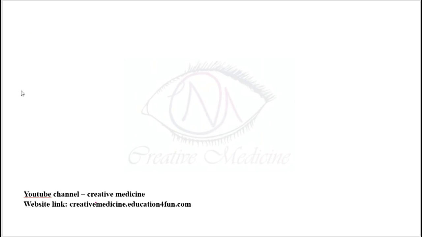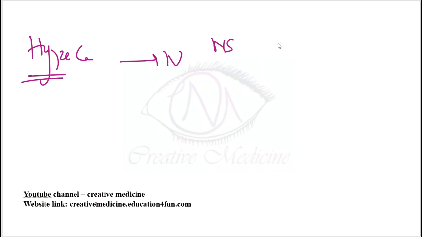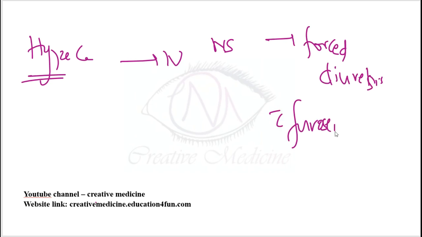Now what about the steps of parathyroidectomy? First you should correct the hypercalcemia by giving IV normal saline to the patient, followed by forced diuresis with the help of furosemide.